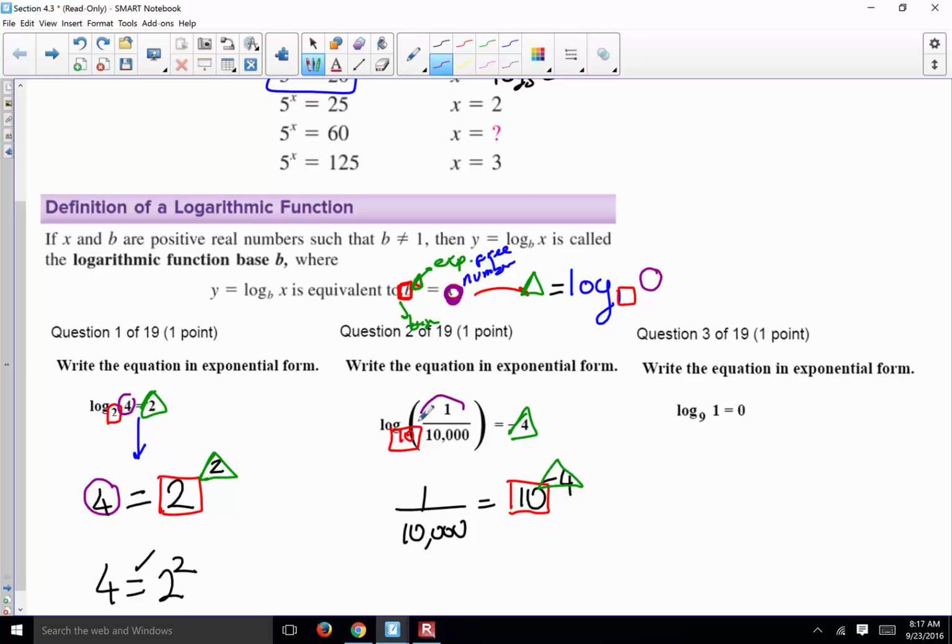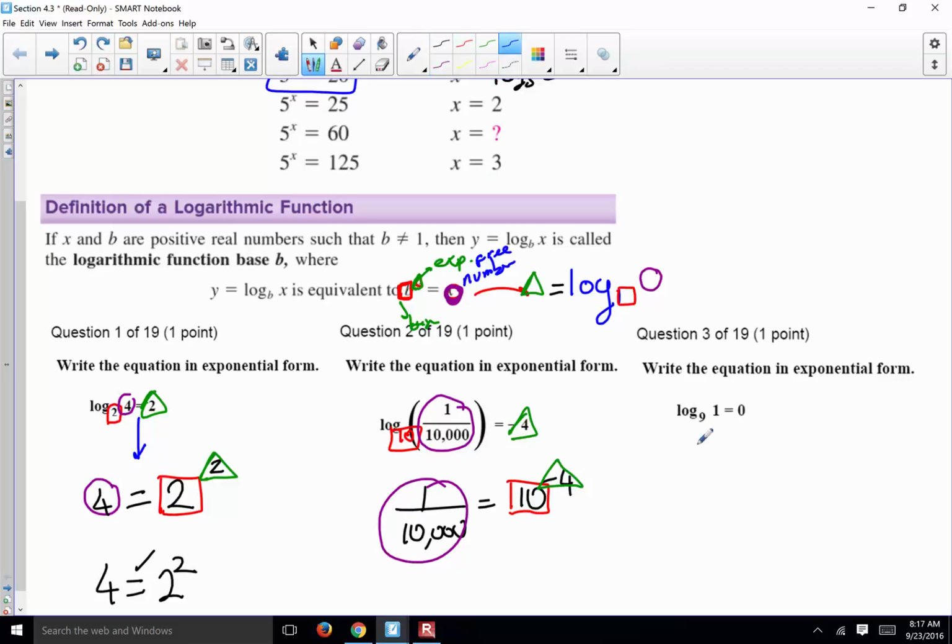And the prisoner is free now. It doesn't have any logarithm, doesn't have any power, or it's not in the exponent. It's just on the other side, standing alone. Okay?